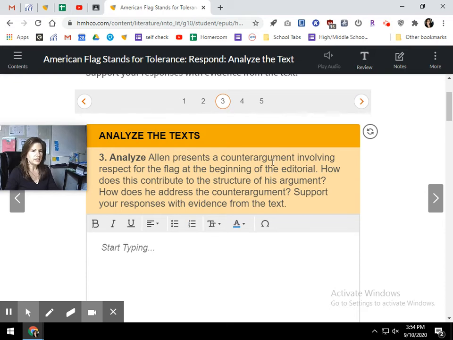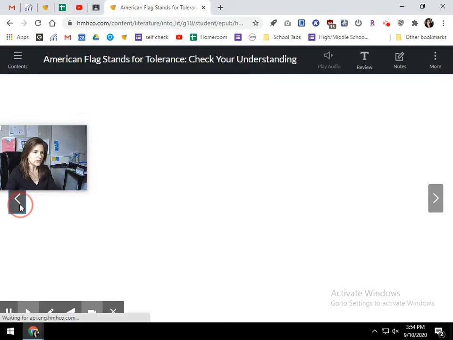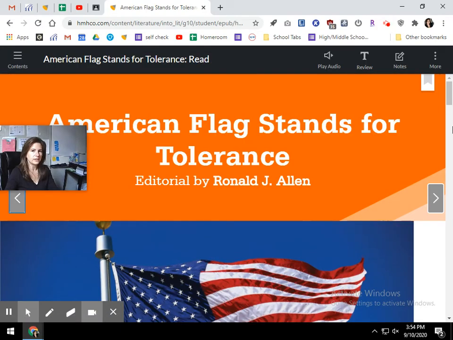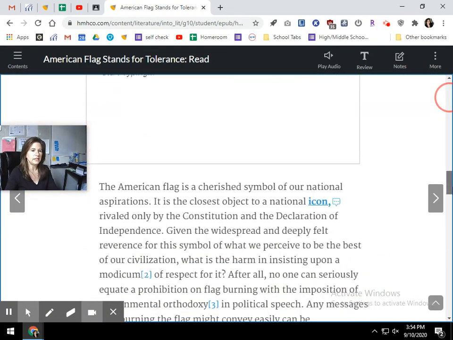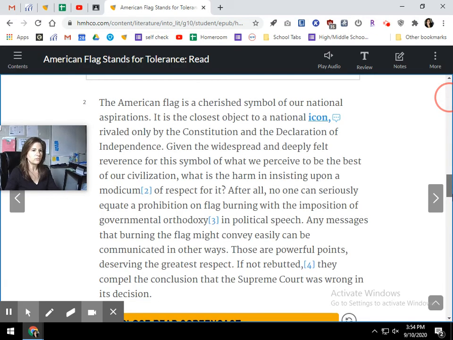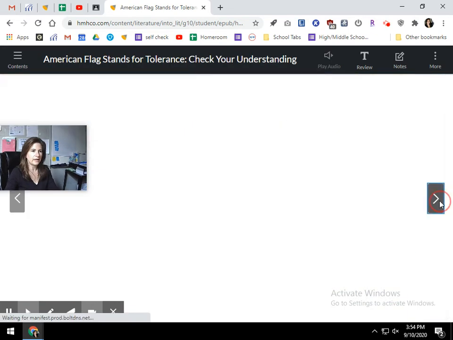Number 3, Allen presents a counter argument involving respect for the flag at the beginning of the editorial. We just talked about that, so that's good. The counter argument that he gave was that, of course, the American flag is important. Of course, it should be revered and respected. Okay, remember back in paragraph 2?